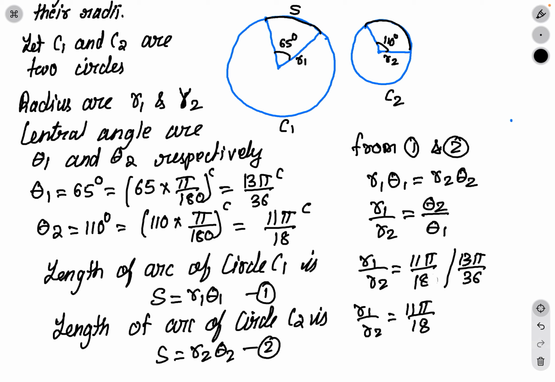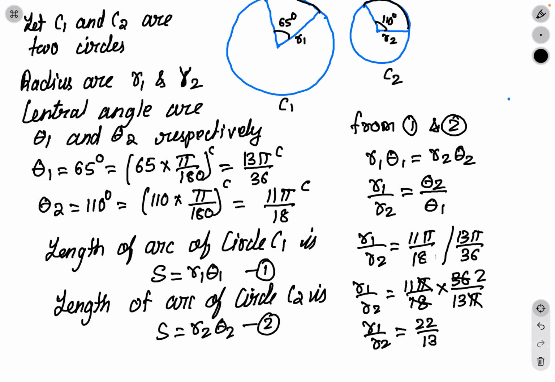11 pi upon 18 into 36 upon 13 pi. Pi will get cancelled. 18 into 36. So R1 upon R2 is equal to 22 upon 13. So their ratio R1 is to R2 is equal to 22 is to 13.